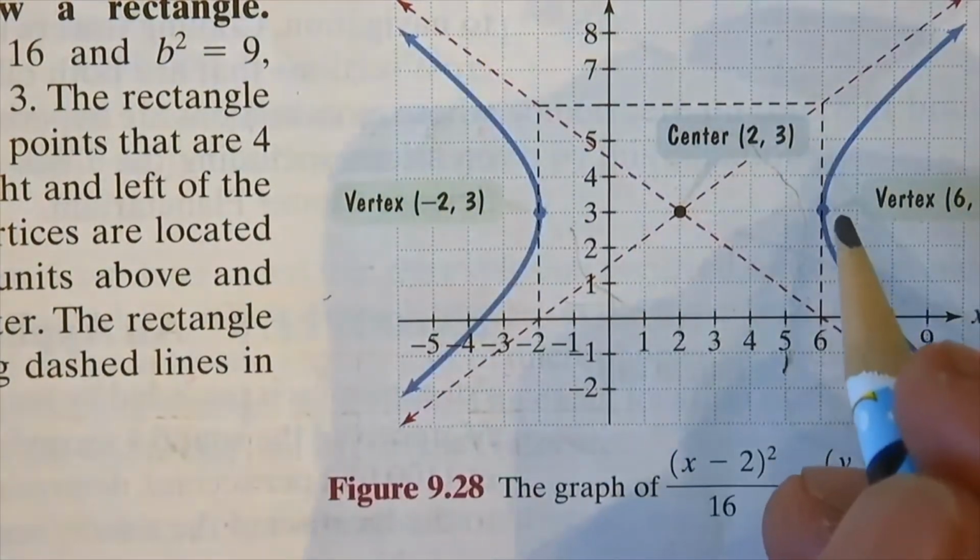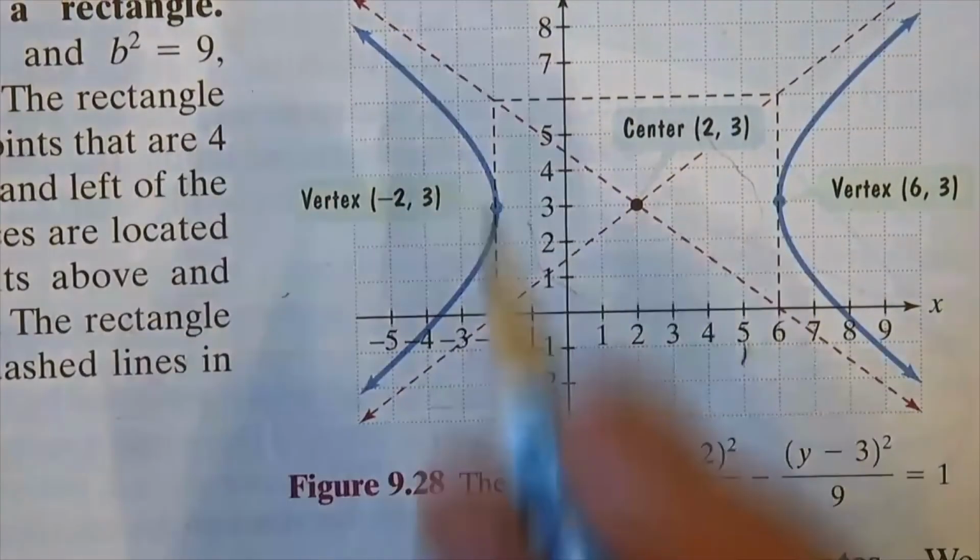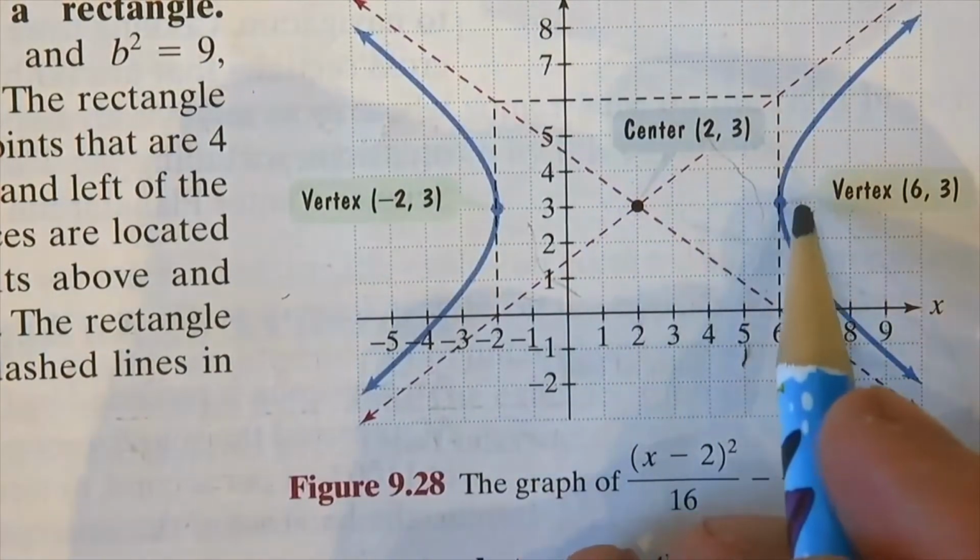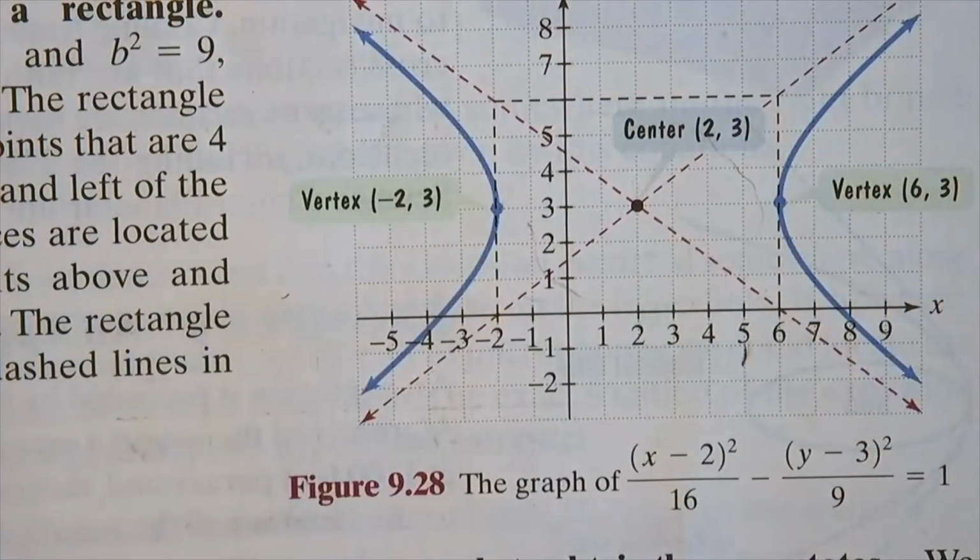These are the vertices. It's kind of hard to read them off here, but if you do on graph paper, you could say, okay, I could read it, 6, 3, negative 2, 3. And you could find the focus points, but I'm not going to require you.